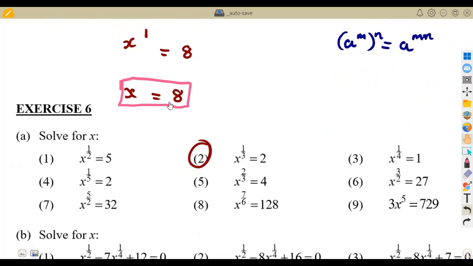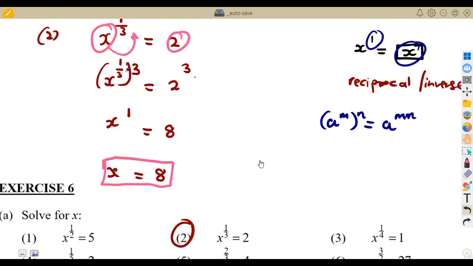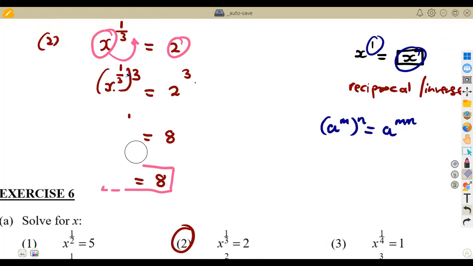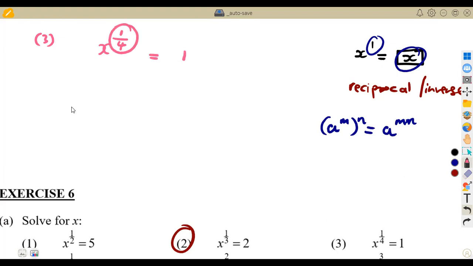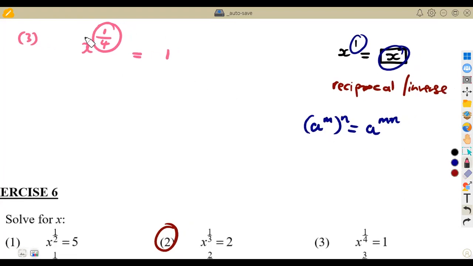Number 3 is one and the same thing also. If we try number 3, we're going to see that it's one and the same thing. It's the last part, we just find the inverse of this number. So that's number 3. We are given x to the exponent of 1 over 4, which is equal to 1. So what is the reciprocal of 1 over 4, or the inverse of 1 over 4? The reciprocal of 1 over 4 is a 4. So you're going to raise x to the exponent of 1 over 4 to the exponent of a 4, which is equal to 1 to the exponent of a 4.